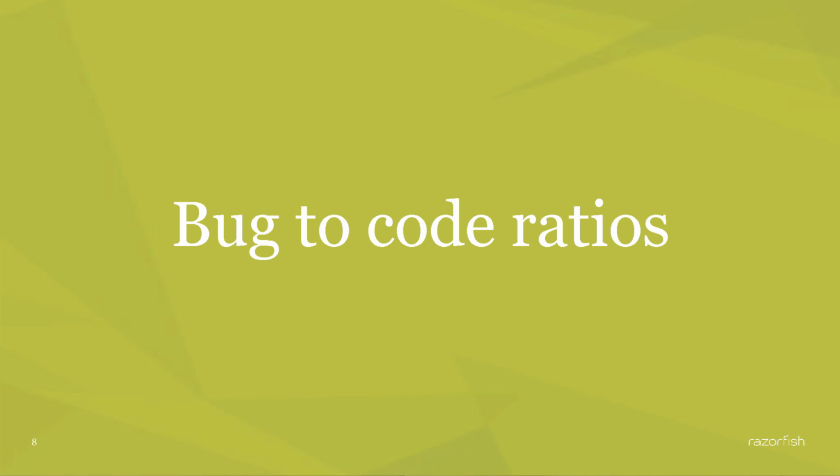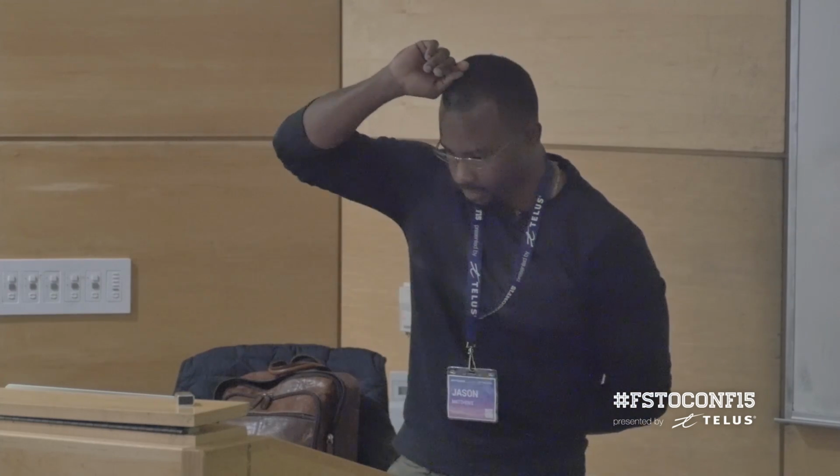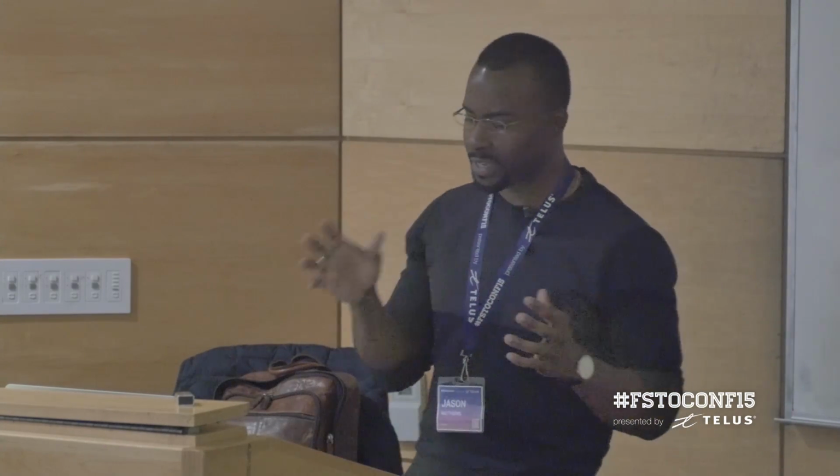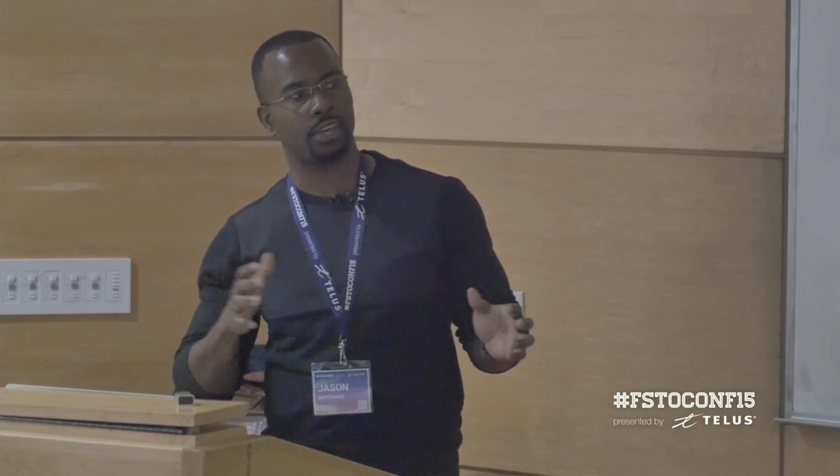So, bug to code ratio. Who can tell me in the room how many bugs per 1,000 lines of code on average for the industry? Anyone? 6? The answer is 15 to 50. So between 15 and 50 defects are found per 1,000 lines of code. This might lead you to say, if I write more concise code, I can have fewer bugs. That's partially true, but we'll get into that.